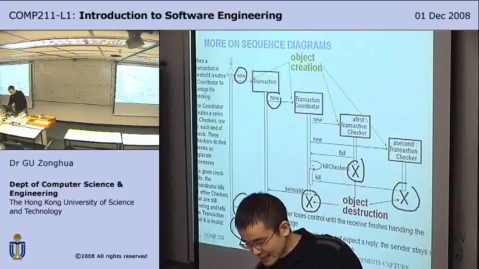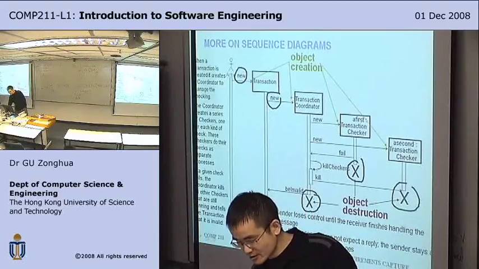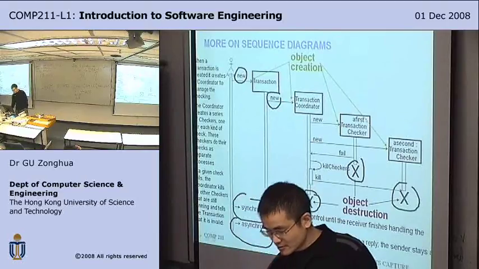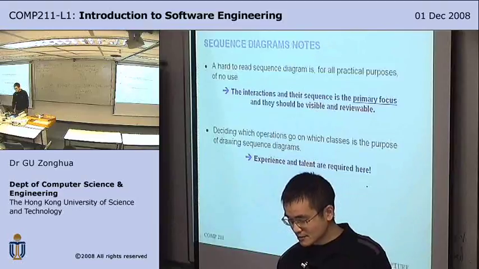So also you can have a self message. You send a message to yourself. So kill checkers, and then self delegation.